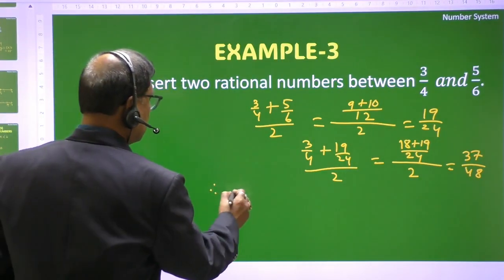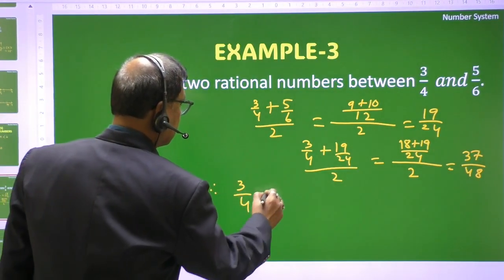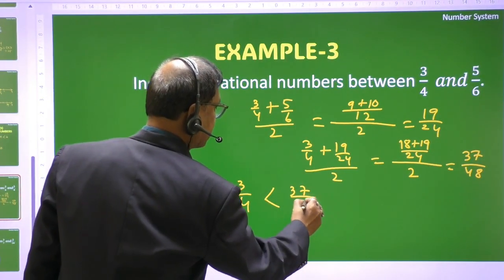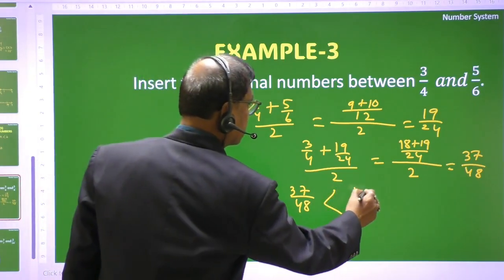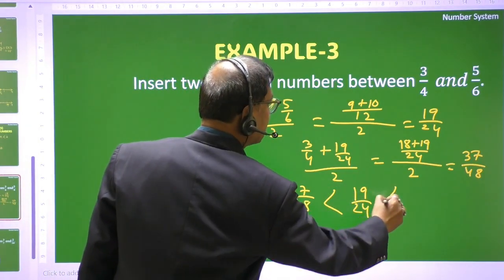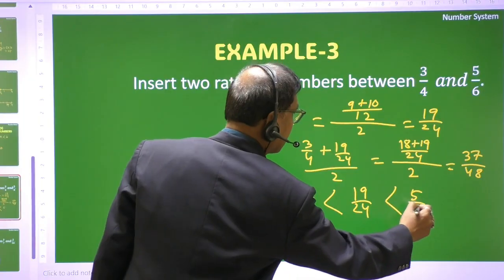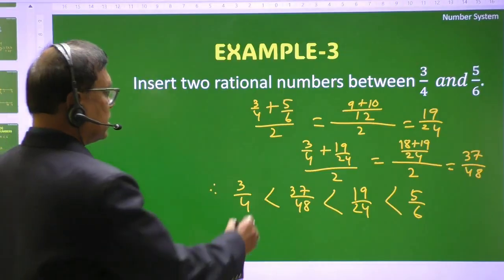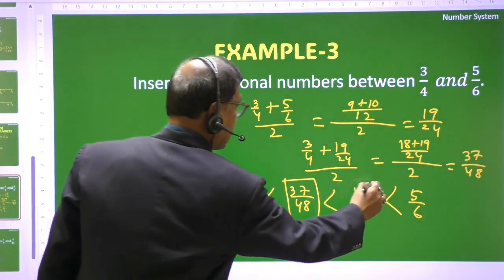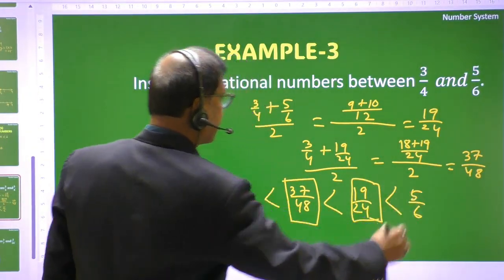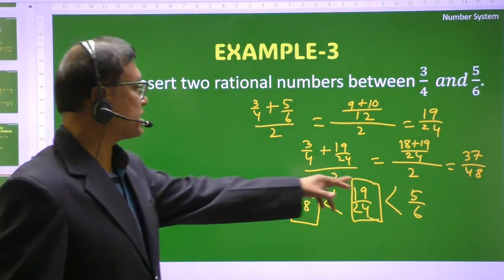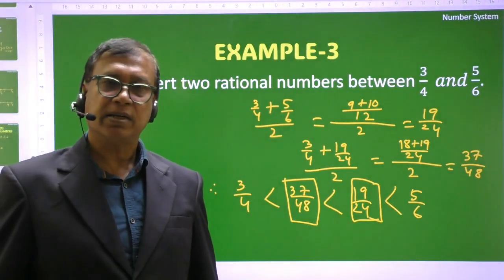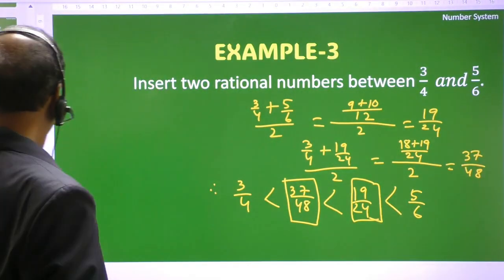So therefore 3 by 4 is less than 37 upon 48 is less than 19 upon 24 is less than 5 by 6. So two rational numbers, this one and this one, are inserted between the two given rational numbers 3 by 4 and 5 by 6. Students, I think this part is clear? Yes? Okay.